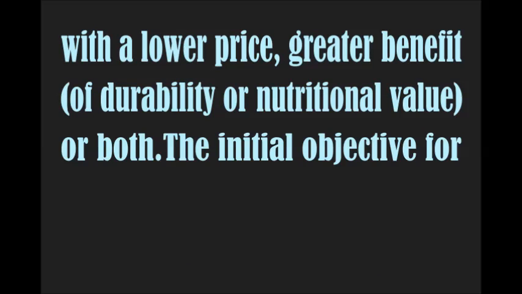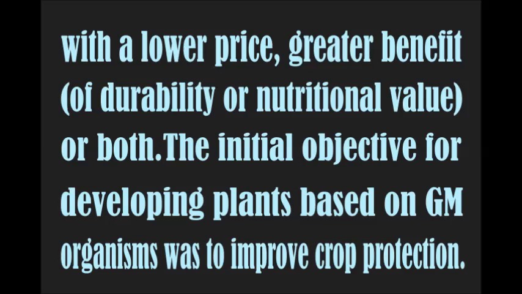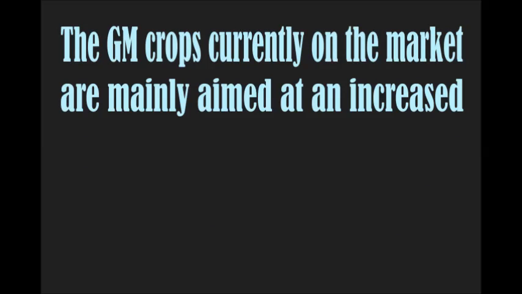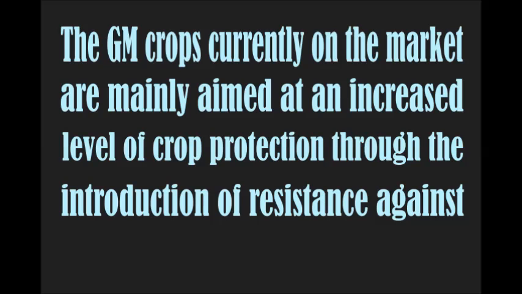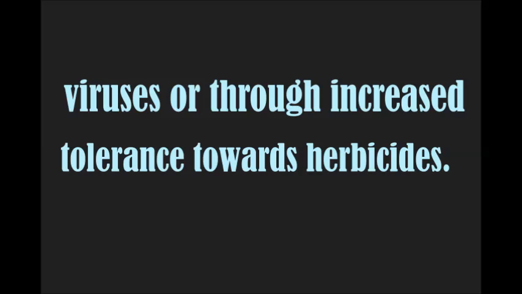The initial objective for developing plants based on GM organisms was to improve crop protection. The GM crops currently on the market are mainly aimed at an increased level of crop protection through the introduction of resistance against plant diseases caused by insects or viruses, or through increased tolerance towards herbicides.